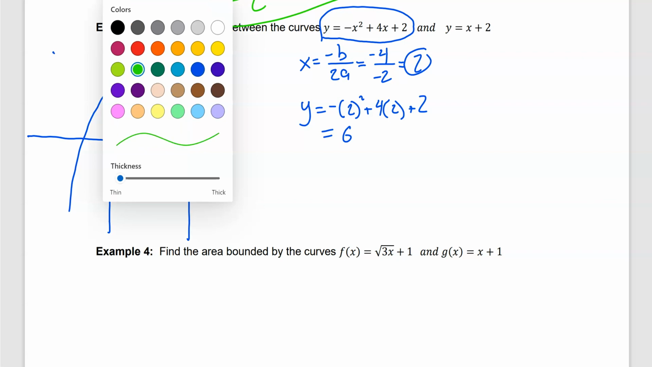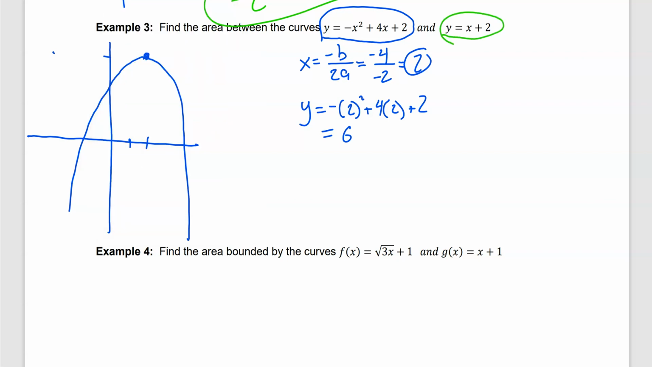Okay, now we draw the other one, y equals x plus 2. There we go. Now again, not a great sketch, but it suffices, right? We need to find these intersection points. So again, we are going to set the two equations equal to each other.